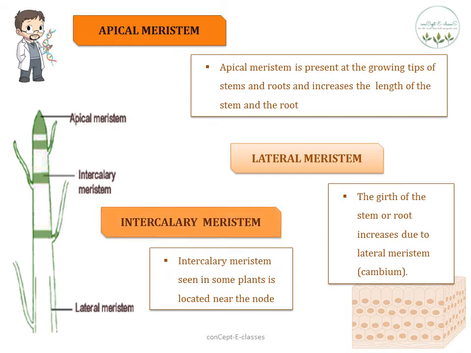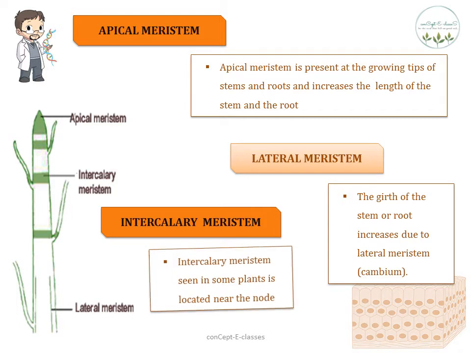Now apical meristem is present at the growing tips of the stems and the root, and the cell division in this tissue leads to the elongation of the stems and the root. So this apical meristem increases the length of the stem and the root.